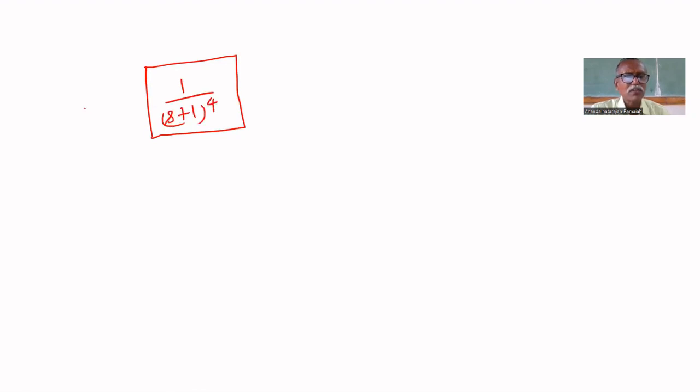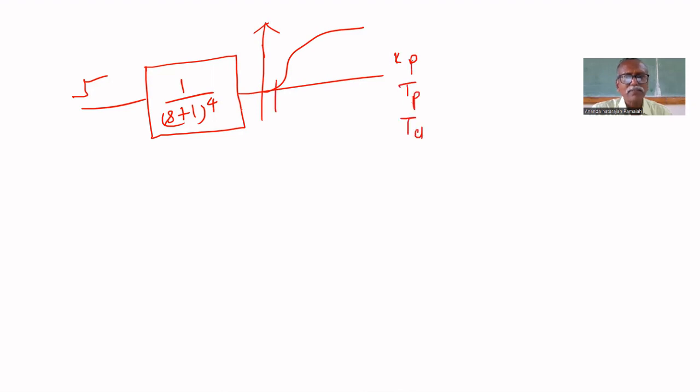First, we have to take the fourth order process, 1 by (s plus 1) to the power 4. Reaction curve method means you give a step input and you will get the reaction curve. Find KP, TP, TD. Dead time you have to find, time constant TP you have to find, then gain KP. If you know all these three values, you can find the tuning parameters.